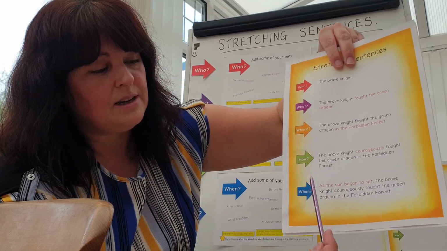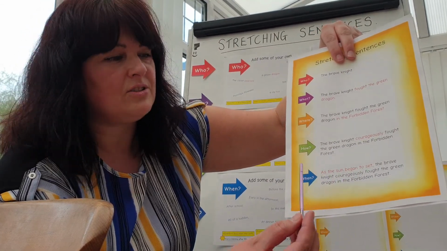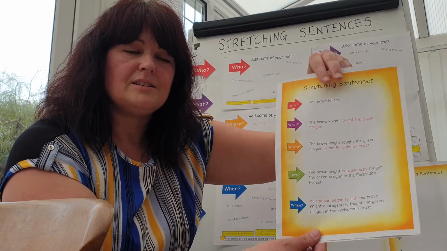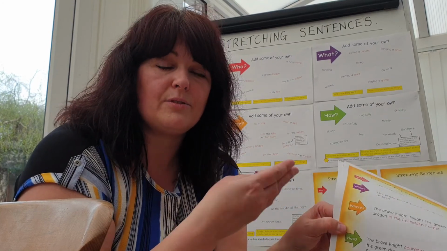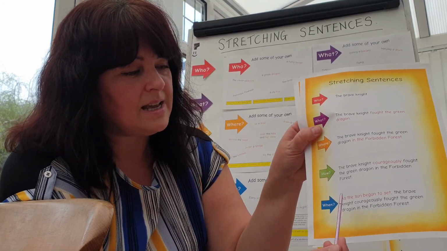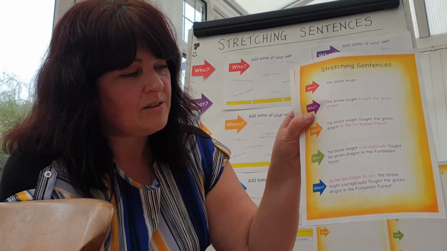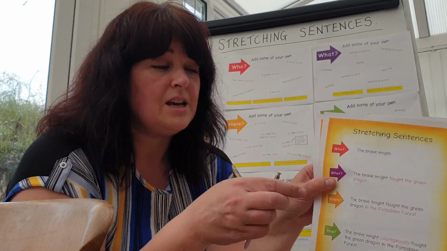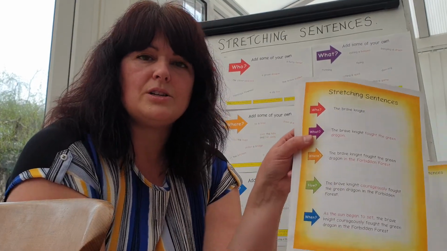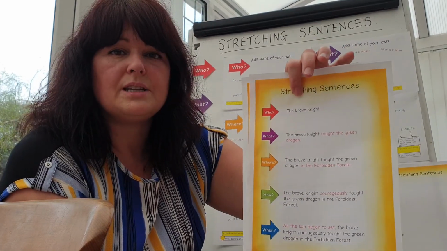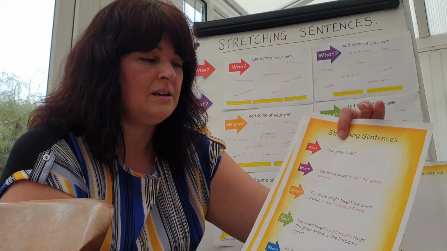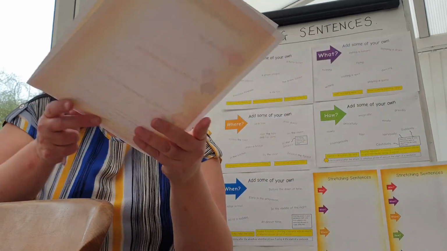And then a when, and it's a really good idea to put your adverbial phrase, your phrase that describes when something happens, at the start. It could also be for the where something happened. As the sun began to set, the brave knight courageously fought the green dragon in the forbidden forest. So you can see that by just using those question words, a very simple sentence can be stretched out to make a really interesting sentence. And I call that up-levelling.